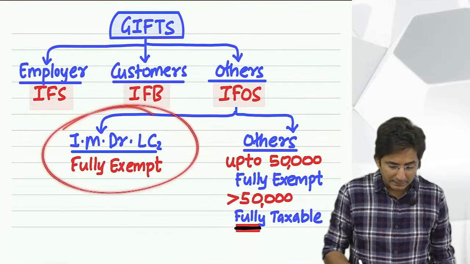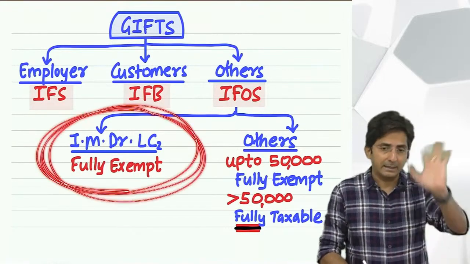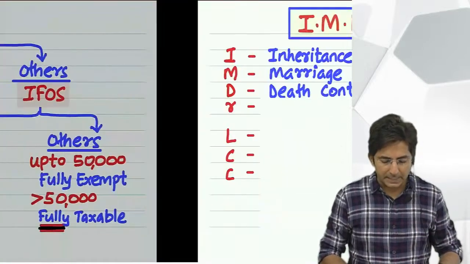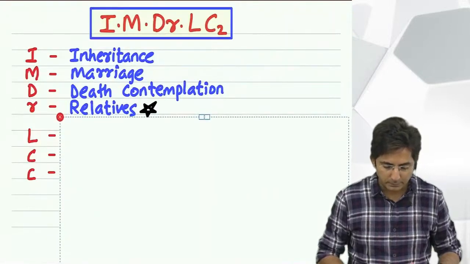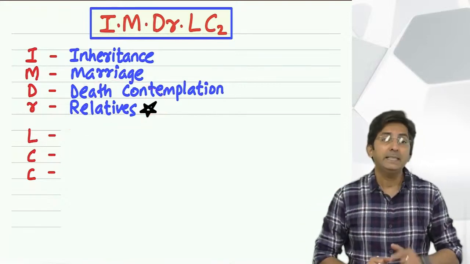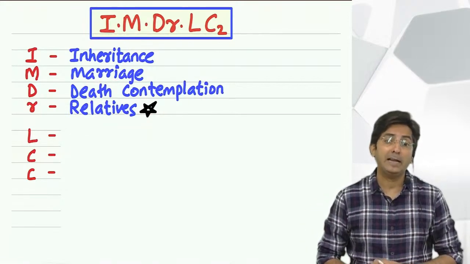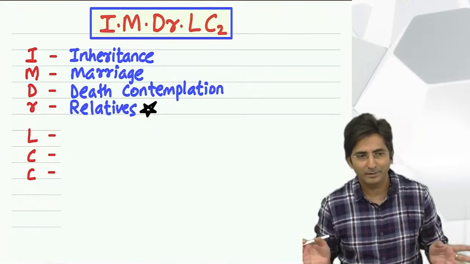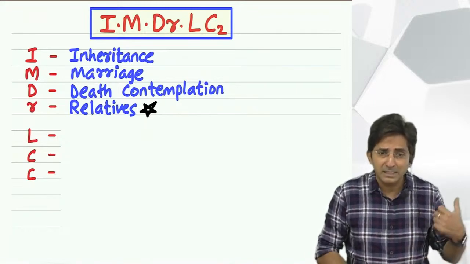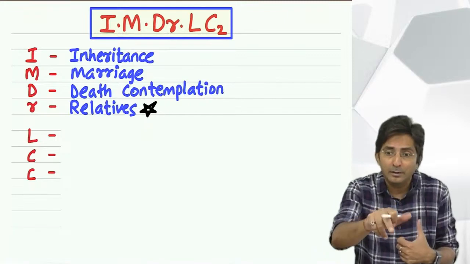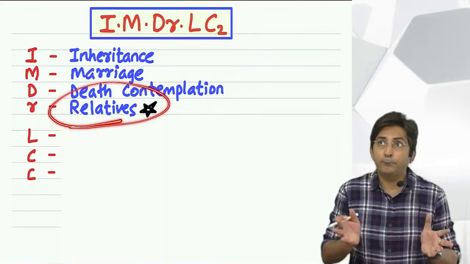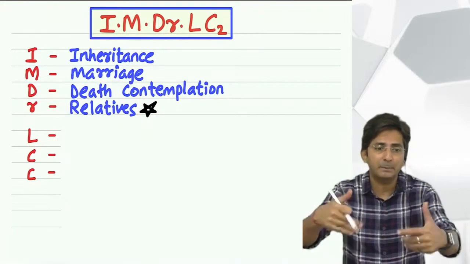But if it is as per this list of transactions, then it is completely exempt. So we have reached till I, M, D. The next alphabet is R. R for gift from relatives. If you get a gift from relatives, then it is believable. If I say my friend gave me a 20 lakh gift, you cannot believe it. But if I say my father gave me a gift, my brother gave me, my sister, she loves me a lot, then it can be believed. So if it is a gift from a relative, it is believable, and the gift which the government believes, the government is exempting fully.